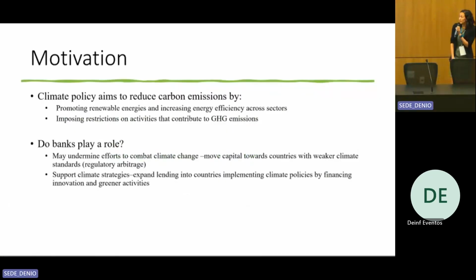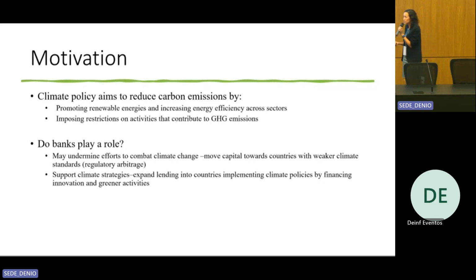To jump to the motivation, climate policy is aiming to reduce carbon emissions by doing basically two actions. The first action is to promote renewable energies and increase energy efficiency across sectors. And the second action is to impose restrictions on activities or sectors that contribute to GHG emissions. Researchers and policymakers are now trying to understand what role banks play here. This is a very important question because banks are the main financiers of firms worldwide.